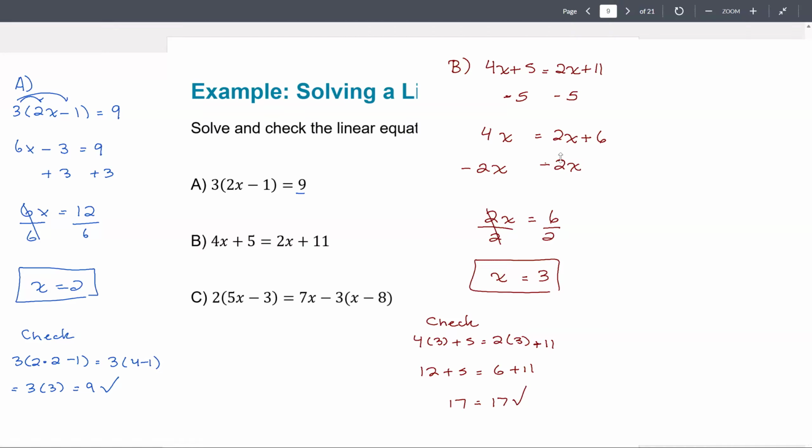All right, our very last one is going to be C here. For C, we're really just going to combine what we did in A and B. So we have 2 times (5x minus 3) is equal to 7x minus 3 times (x minus 8). I need to move my stuff a little bit. So let's distribute this 2 across. That is going to give me 10x minus 6 is equal to 7x minus, let's distribute this 3 across, negative 3 times x, so negative 3x, negative 3 times negative 8, plus 24.